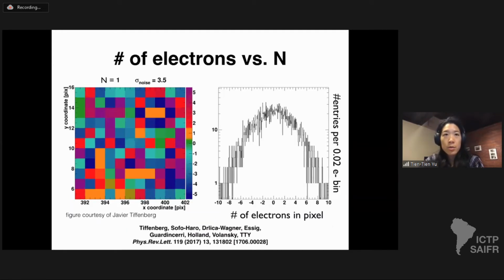So I wanted to show a cool little animated GIF. This was from Javier Tiffenberg, one of our experimentalists, that shows the number of electrons you can detect in a pixel. So here's an array of pixels. Let's say this is a CCD. And depending on n, here is the number of times I read out the pixels. On the right-hand side, it shows you the number of electrons you can detect in a pixel. If I read it out one time, this peak is pretty broad. There's a noise of 3.5 electrons, and I can't differentiate one electron from another.